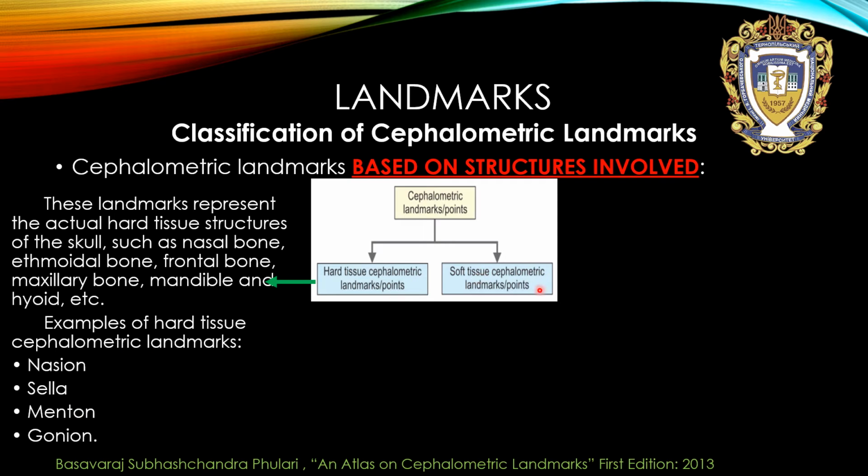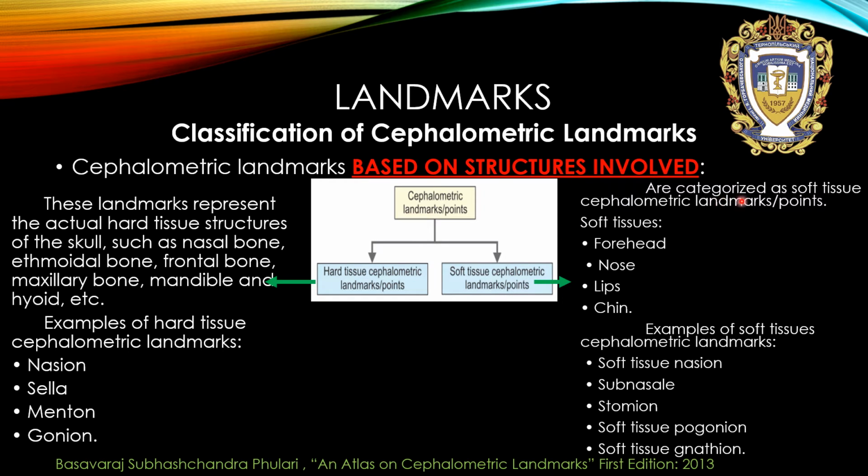But soft tissue cephalometric landmarks and points are categorized as soft tissue cephalometric and connect with soft tissues like forehead, nose, lips, chin. And examples of soft tissue cephalometric landmarks are soft tissue nasion, subnasale, stomion, soft tissue pogonion, soft tissue gnathion, and many others.